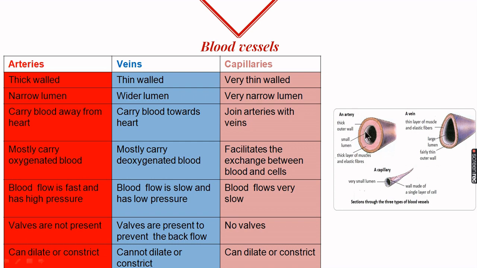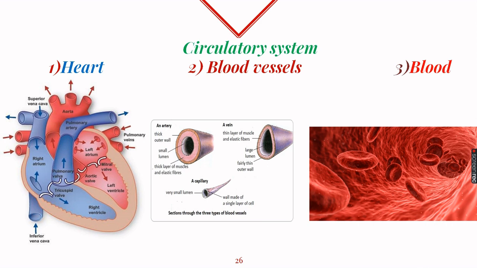The lumen of an artery is narrow, while the lumen of a vein is wider. Arteries can change the size of their lumen also by dilating or constricting. Inside an artery, blood is flowing very fast and it is under high pressure. As a result, there are no valves present inside an artery because there is no possibility of backflow of blood. While inside a vein, blood is flowing very slowly and its pressure is also very low. So valves are present to prevent any backflow of the blood. So now we have completed all the three parts of the circulatory system, which are heart, blood vessels and blood.